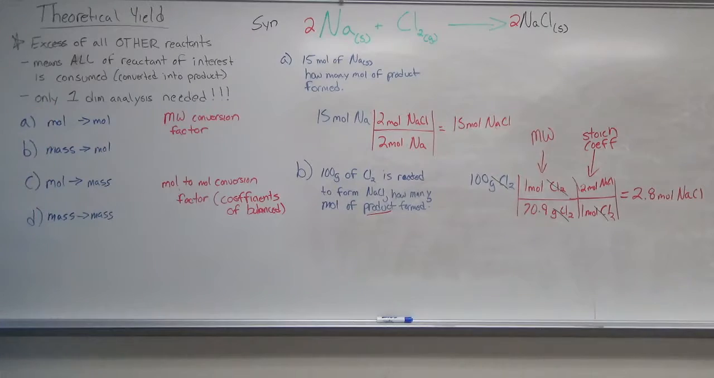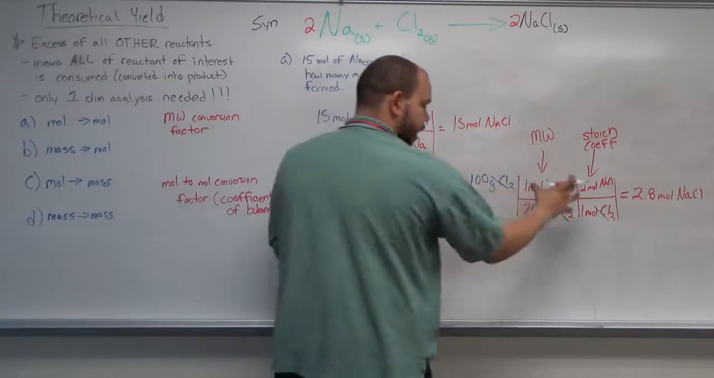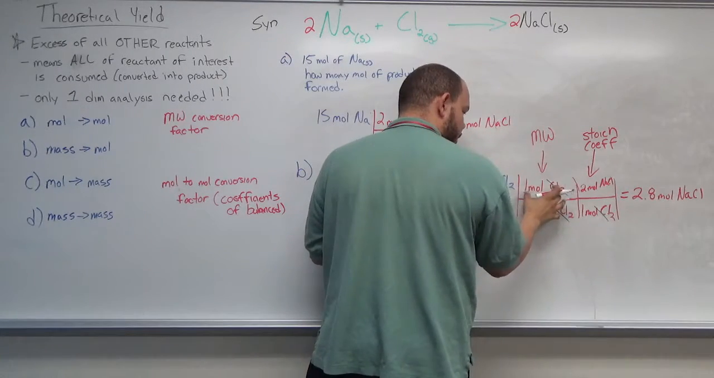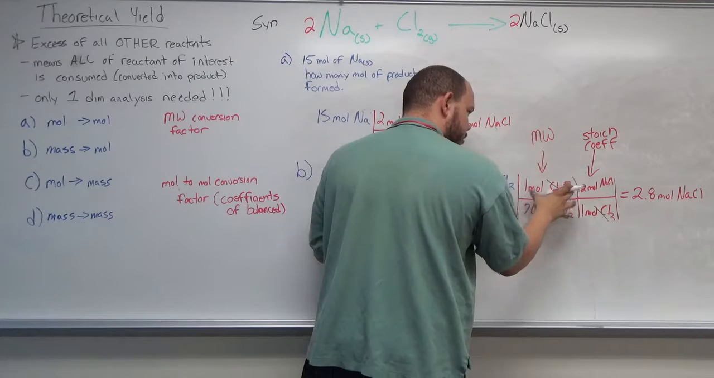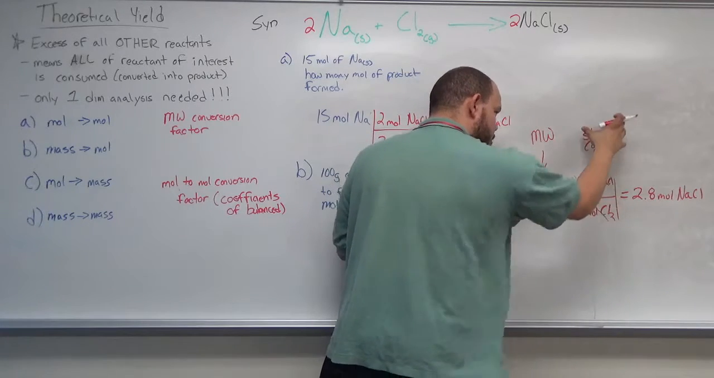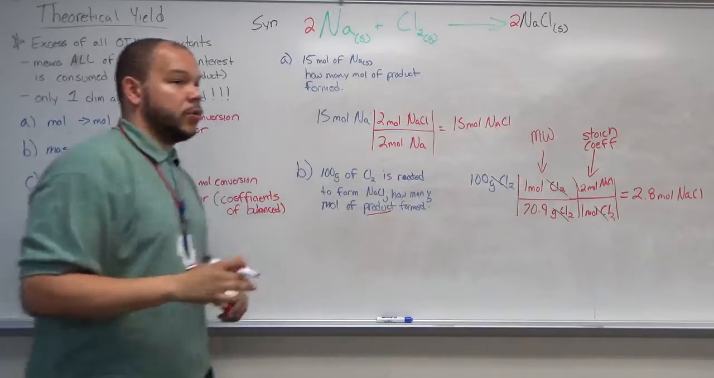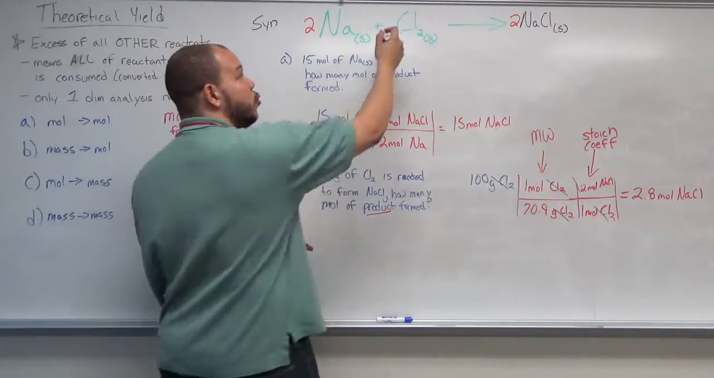You can't, they stay together, right? You can essentially treat these as one whole thing. You can't get to the units of moles of chlorine without the molecular weight conversion factor. And you can't get to moles of product without the stoichiometric coefficient conversion factor, which is based on the balanced chemical equation. Remember, this is assumed 1.